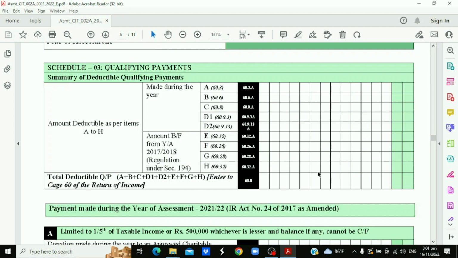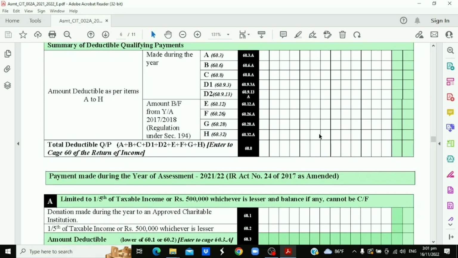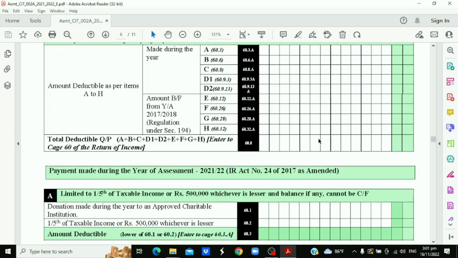Then when you are using the e-service, you need not worry about this. Once you complete the respective sub table, this summarized table is calculated automatically, right? Then you can identify the total deductible one. Once we complete this, ultimately we can identify the total deductible under cage number 60.0. This 60.0 is directly connected with the return, right?